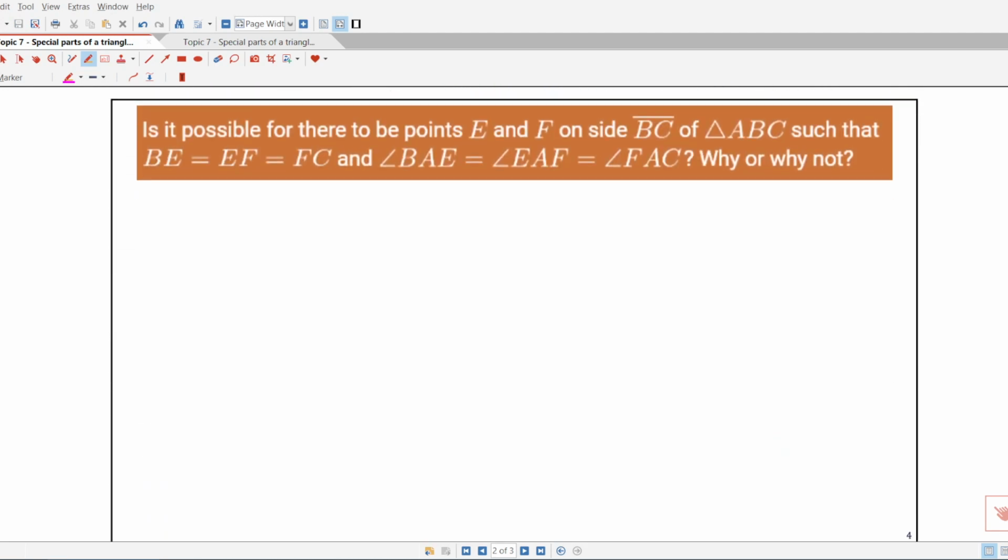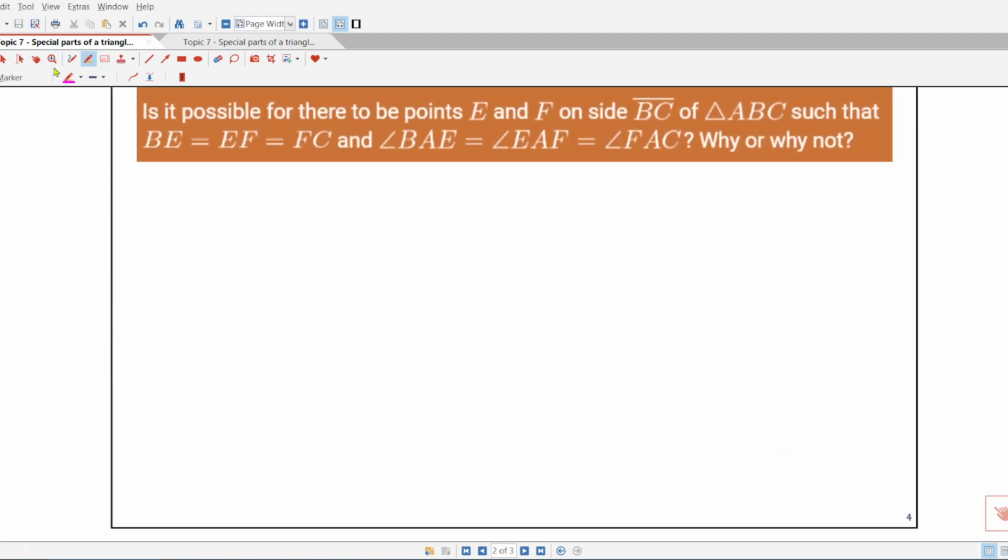Okay, is it possible for there to be points E and F on side BC of triangle ABC, such that BE equals EF equals FC and angle BAE equals angle EAF equals angle FAC? Explain your reasoning. So here we have both angle bisectors and lengths, right? So we can try the angle bisector theorem as well.